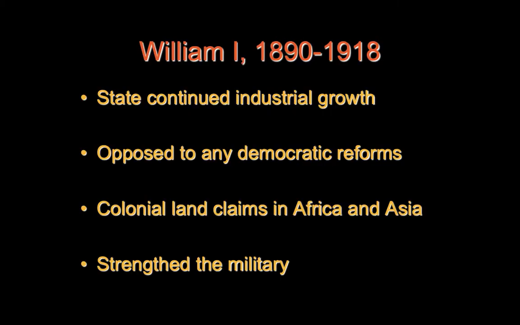Under him, we can see continued industrial growth. We see the Kaiser being opposed to democratic reforms. You see the Germans claim lands in Africa and Asia, and he strengthened the military. This is actually Kaiser William II.